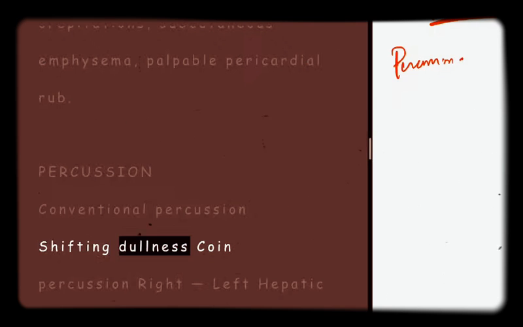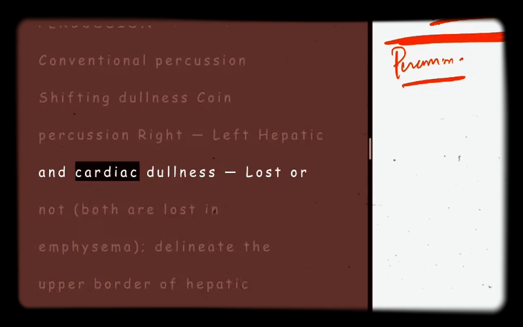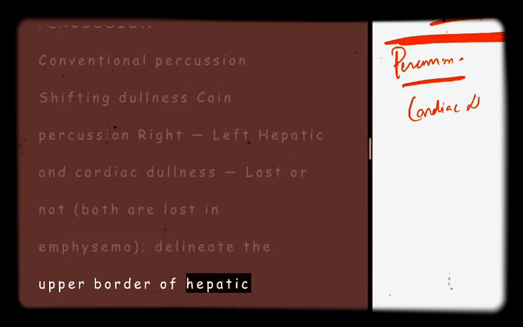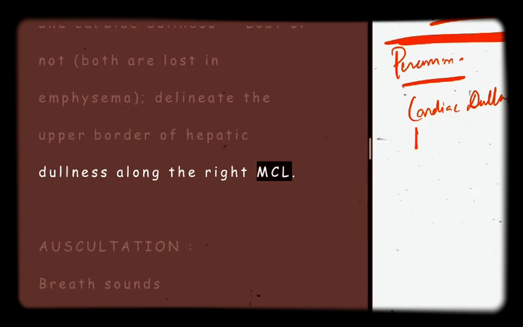Conventional percussion, shifting dullness, coin percussion. Right and left hepatic and cardiac dullness: lost or not; both are lost in emphysema. Delineate the upper border of hepatic dullness along the right MCL.